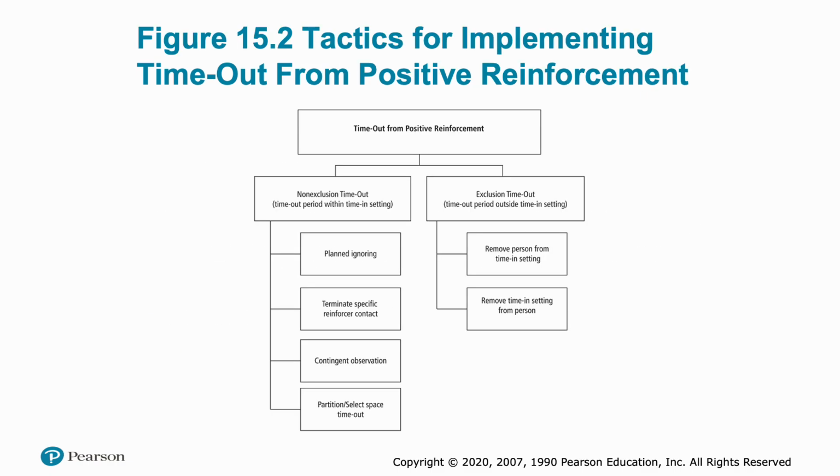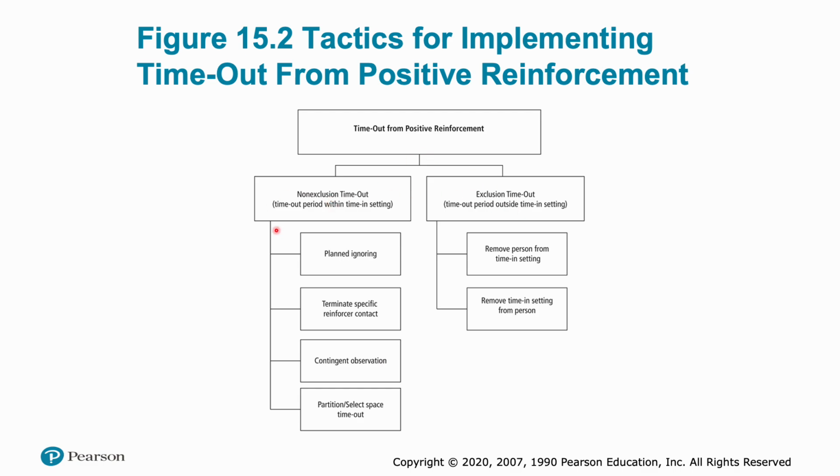This is a figure from your textbook. It is figure 15.2, and it includes a breakdown of the different types of punishment procedures. So if you look at the top, we have the timeout from positive reinforcement. The different timeout procedures is what I meant to say. We have timeout from positive reinforcement, which can then be broken down into non-exclusionary timeout or exclusionary timeout, as I mentioned in the previous slide.